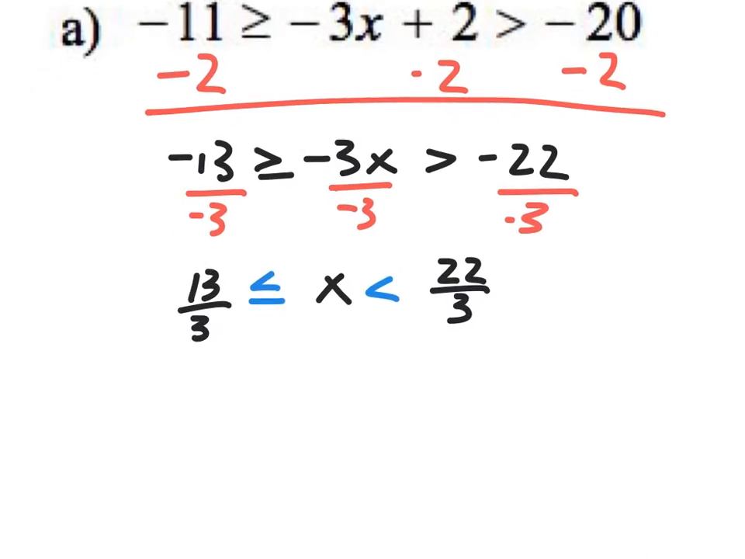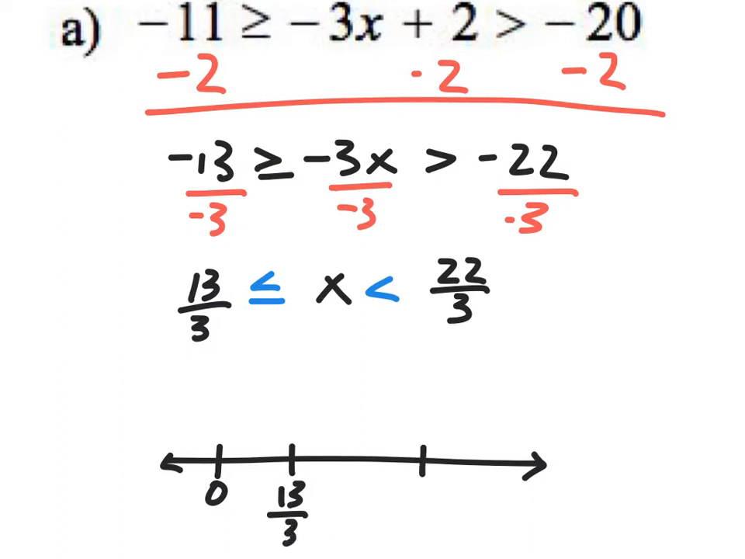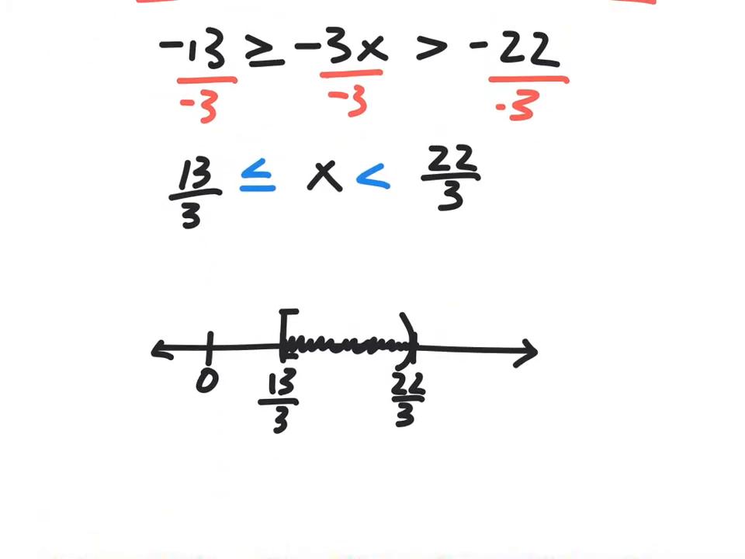So if I wanted to graph this, I just come in here, I find 0, 13 thirds is right here, don't have to be very specific, and then 22 thirds is to the right of that. And so then what I'm going to do is shade in between. I'm going to include 13 thirds, and then I'm not going to include 22 thirds. And that's my answer. Now, if I wanted to put this in interval notation, then all I would do is write 13 thirds, bracket, comma, 22 thirds, parenthesis, and that's it.